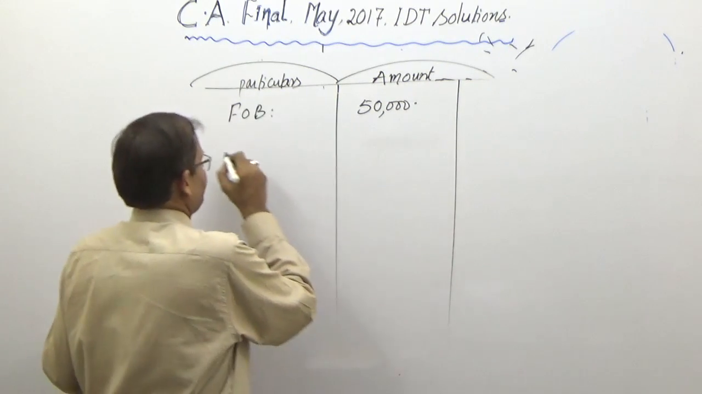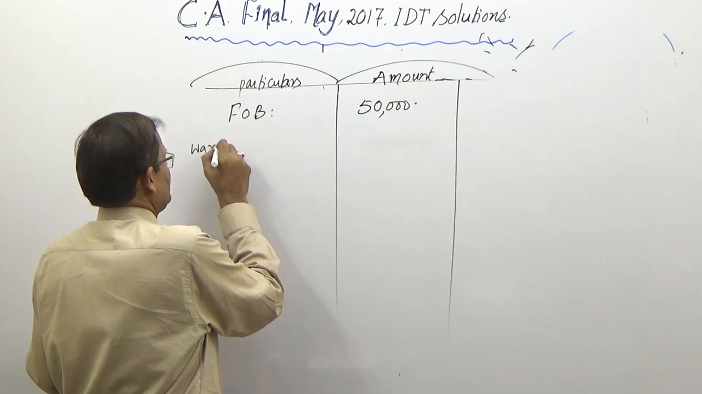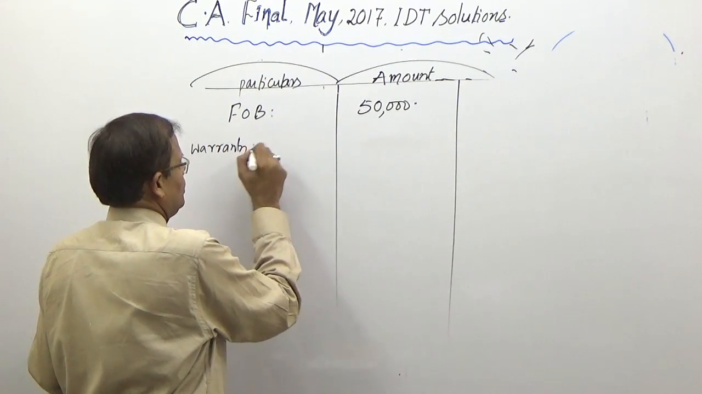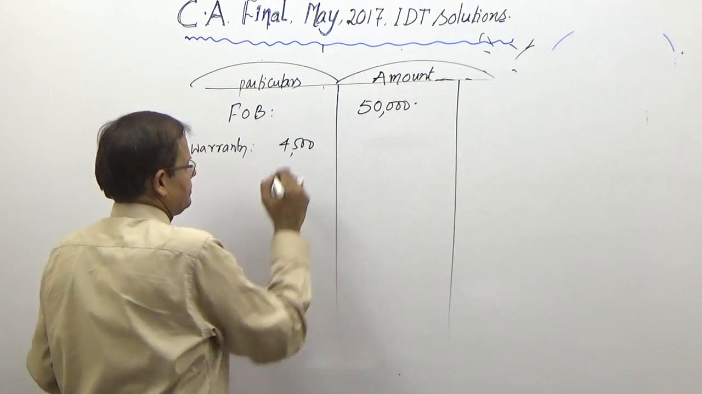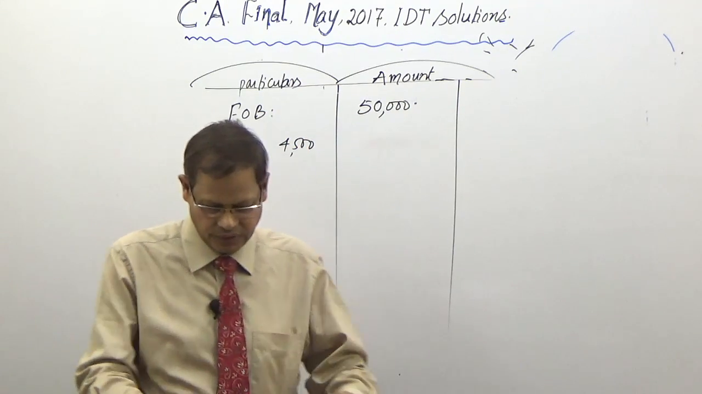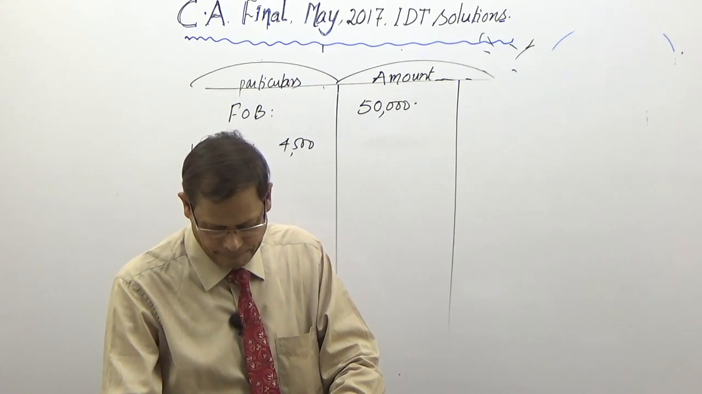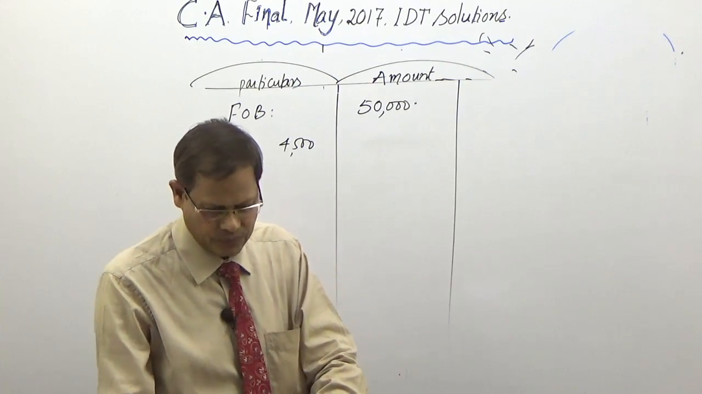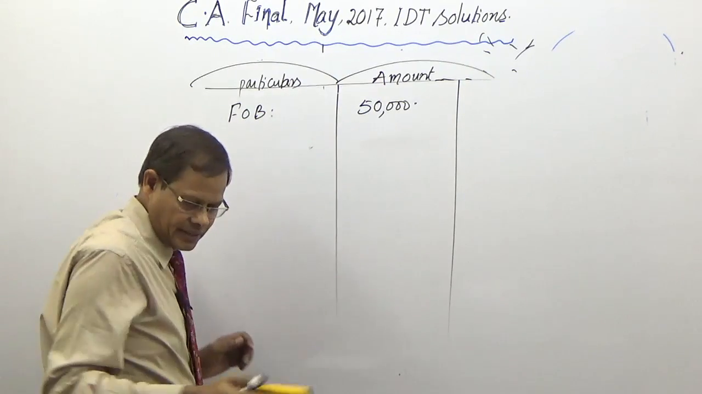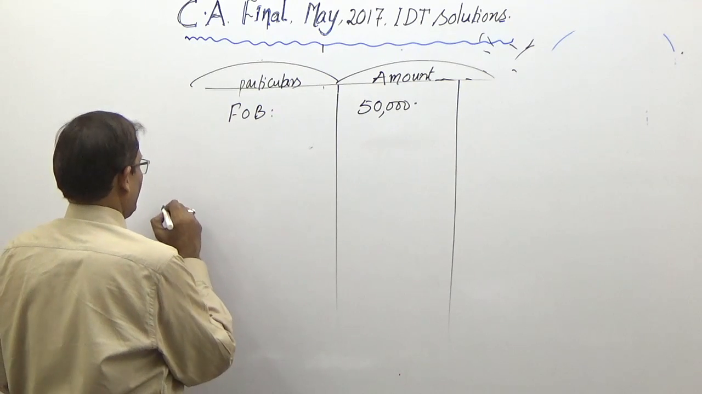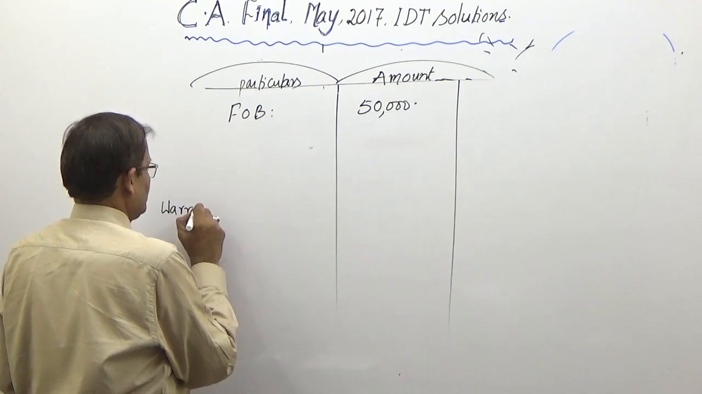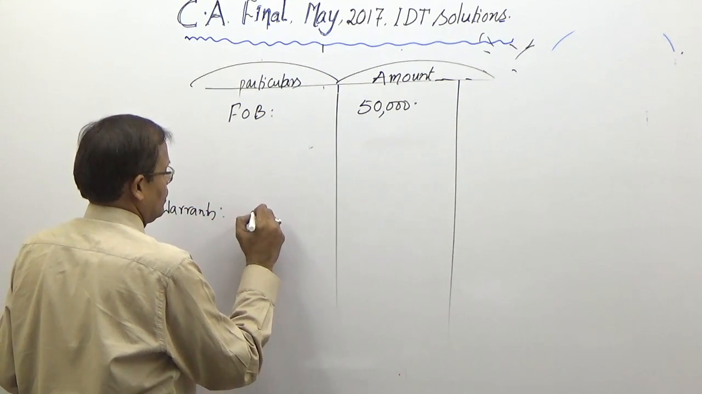See, I write here. Warranty not included above 4,500. What I do is I write here. See, I do solve according to my system.